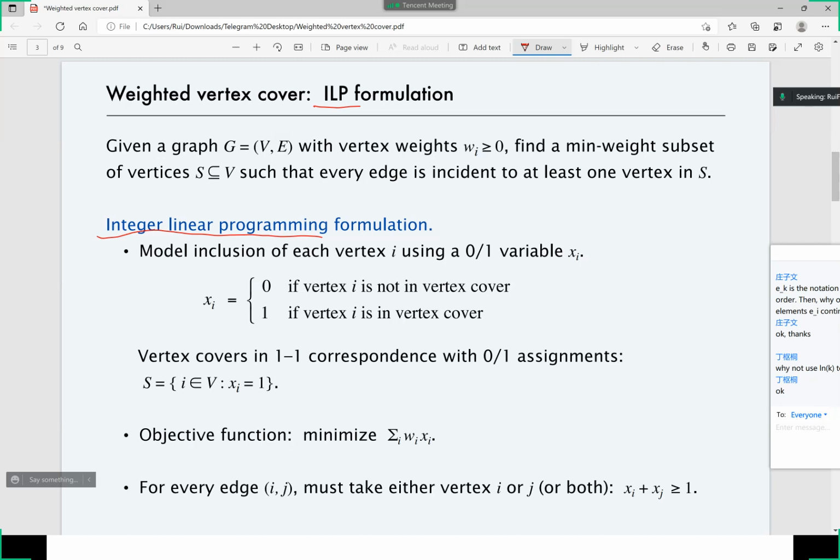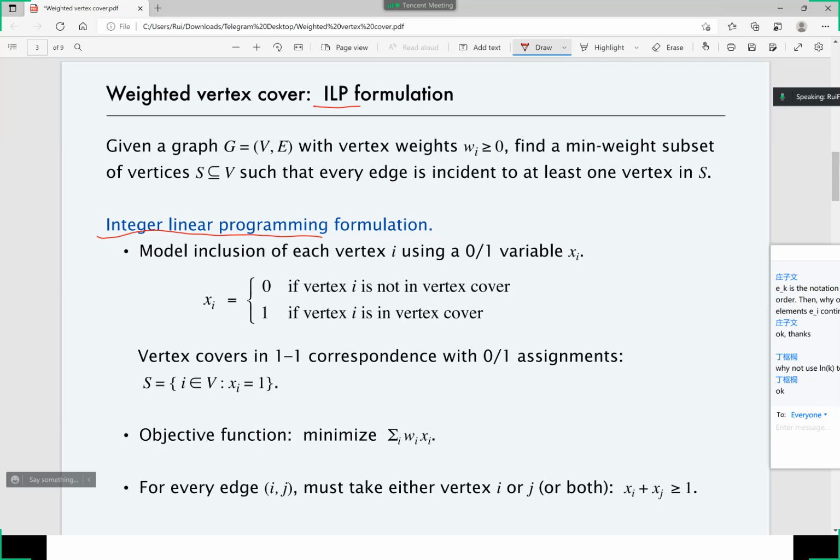Remember that in linear programming, you have a linear objective function subject to a bunch of linear constraints. Integer linear programming is basically the same thing, except that in addition to these linear constraints, you also have integrality constraints, meaning that all of the values for the variables need to be integers. In linear programming, you don't require the variables to have integer values; they can take any non-negative real values. But for integer linear programming, you require that all of the variables have integer values.